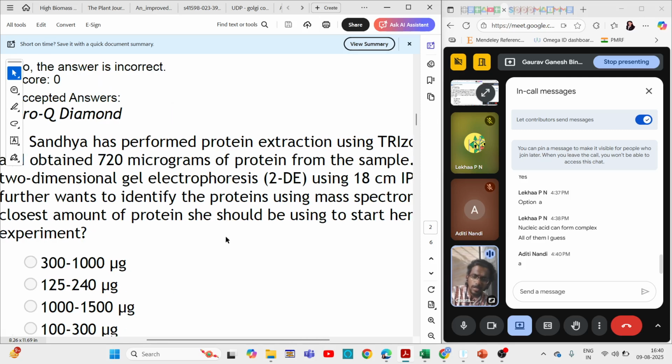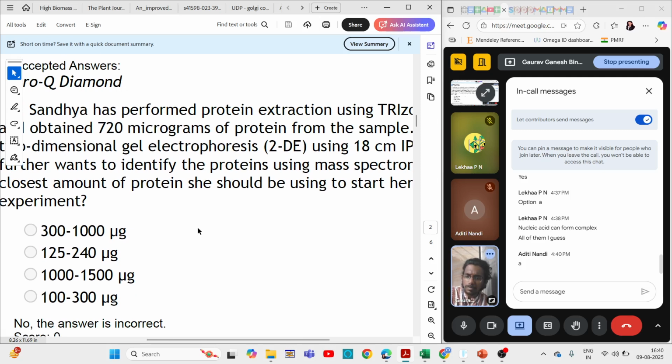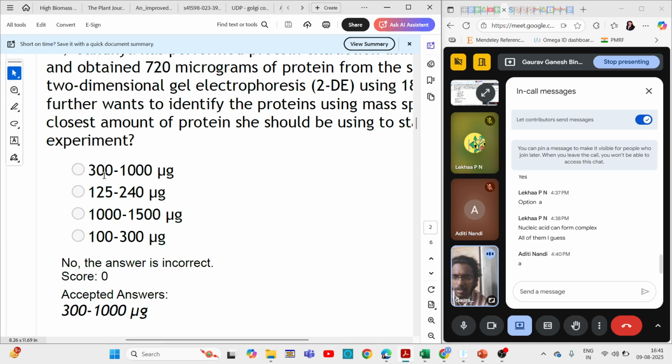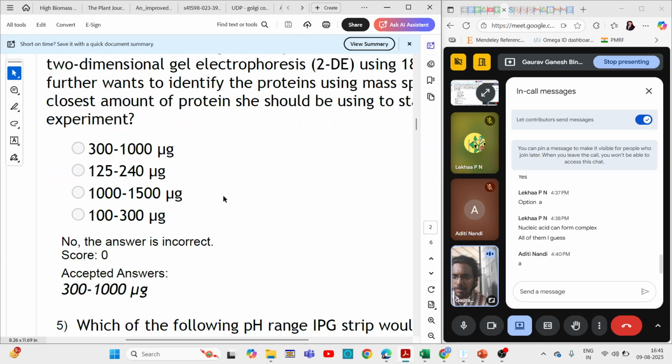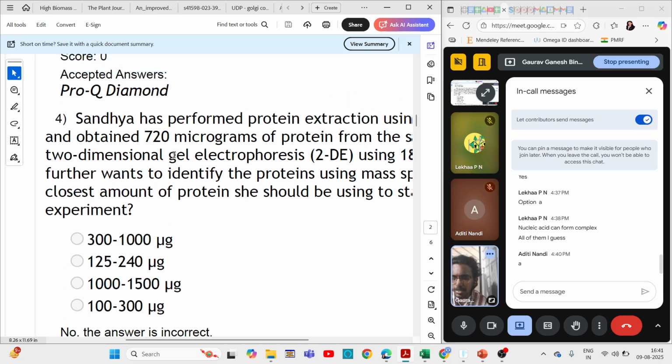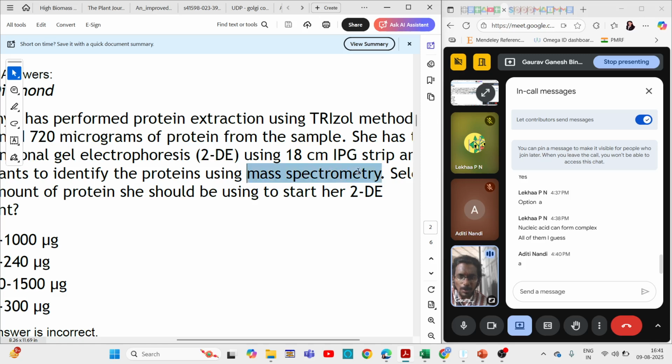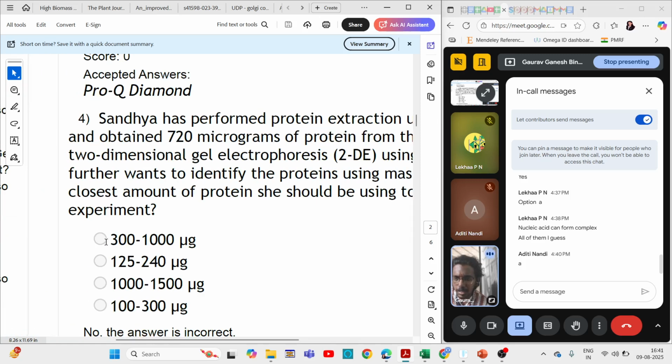This we haven't discussed, but generally you need to have some milligrams of protein, because while doing this experiment there can be certain losses as well. The answer is around 300 to 1 mg, which is 1000 micrograms. I'm directly answering this question because we haven't discussed how much protein is generally used. If you want to use it for mass spec later, then a bit higher is generally recommended, which is around 300 to 1000. Around 1500 is not required as such, but till 1000 it's fine.